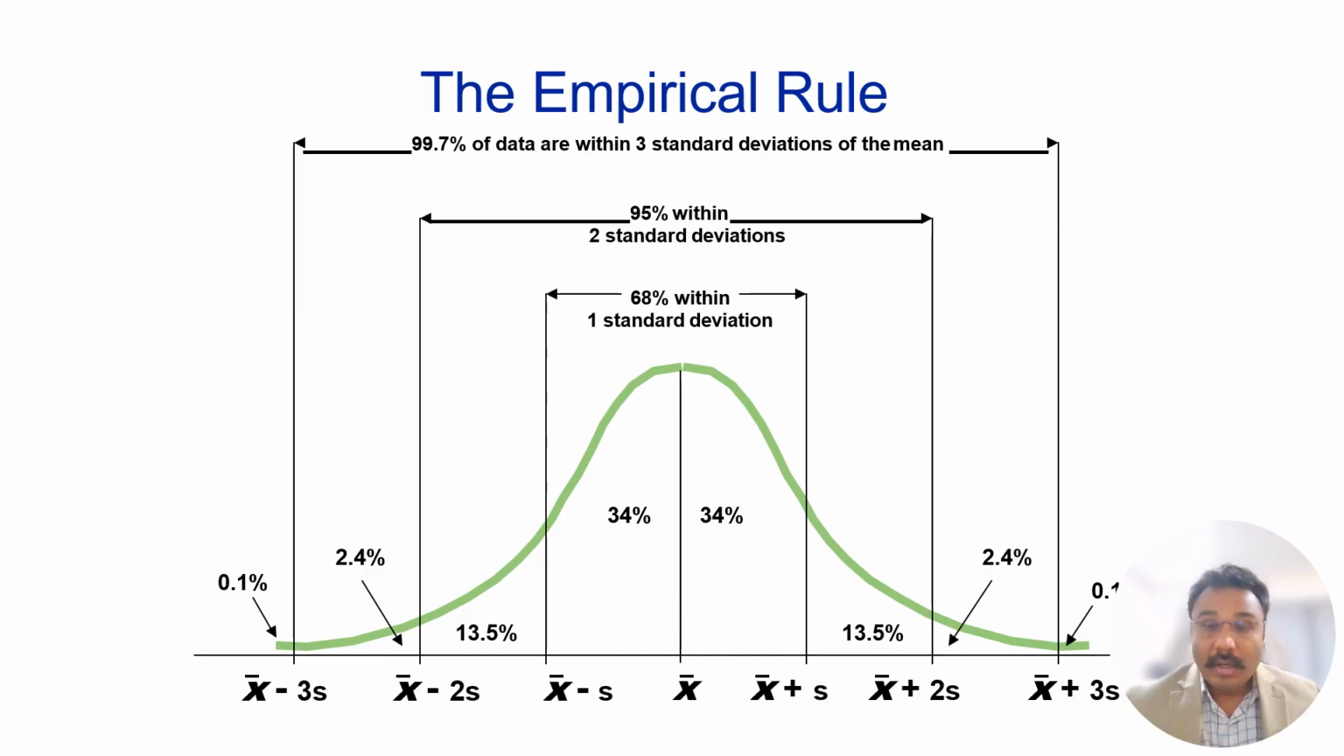This rule helps analysts quickly understand how unusual or extreme a particular value might be. For example, if a project manager observes a project cost that falls more than 3 standard deviations above the mean, it may indicate an unusual event or potential issue, requiring further investigation.